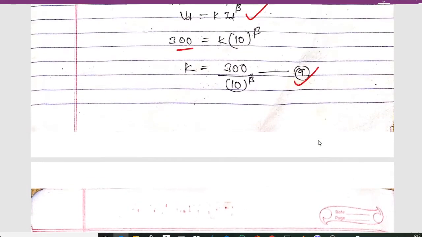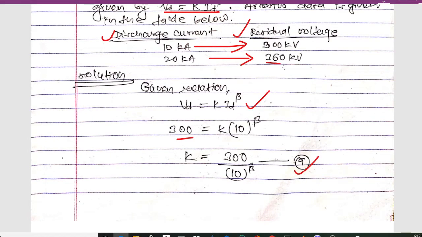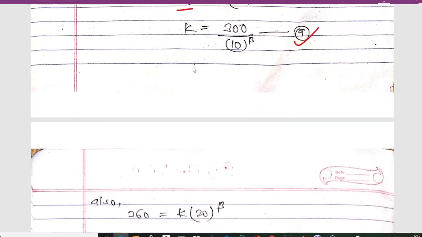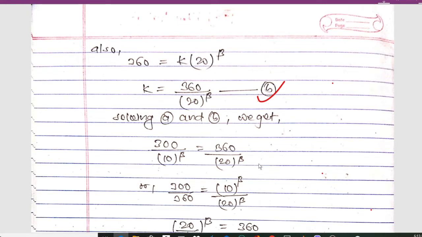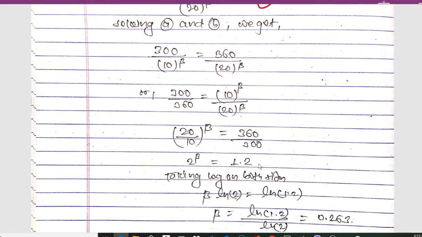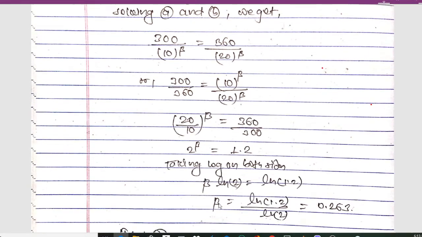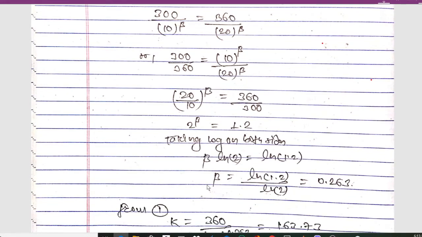Similarly, for 360 kilovolt, the discharge current will be 20 kilo ampere. So 360 equals K into 20 to the power beta, and from here we get K as 360 upon 20 to the power beta. Once we solve equations 1 and 2, we get 300 upon 10 to the power beta equals 360 upon 20 to the power beta, and from this relation, taking log on both sides, we will get the value of beta.